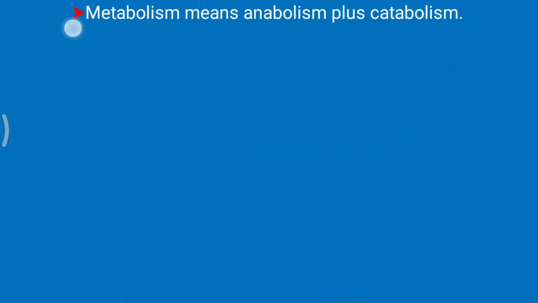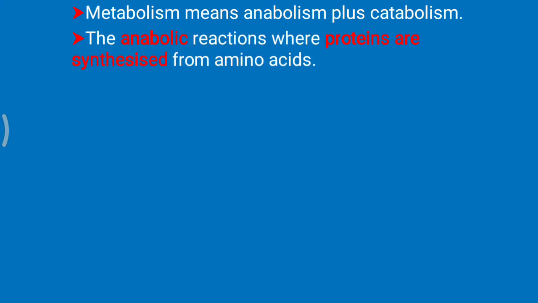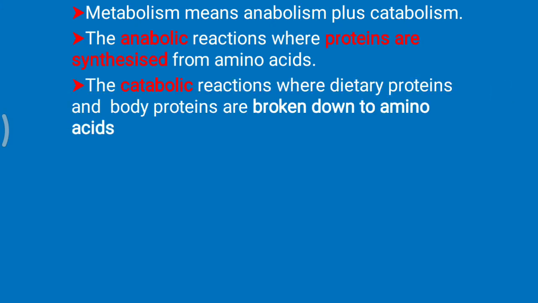Now, metabolism includes both anabolism plus catabolism. Anabolism means making of molecule, catabolism means breakdown of the molecule. So the anabolic reaction in protein metabolism is where proteins are synthesized from the amino acids. The catabolic reaction is where dietary protein and body protein are broken down to the amino acid level.